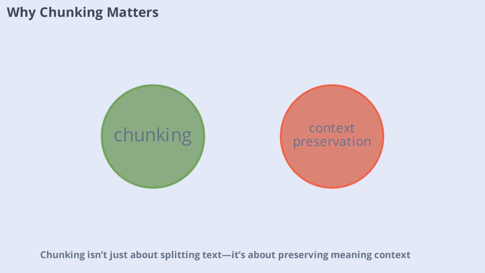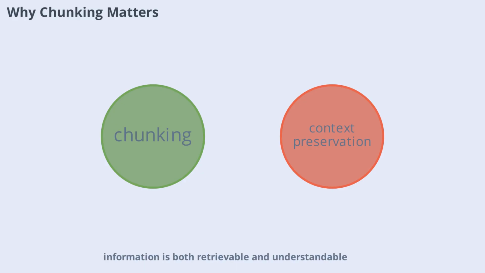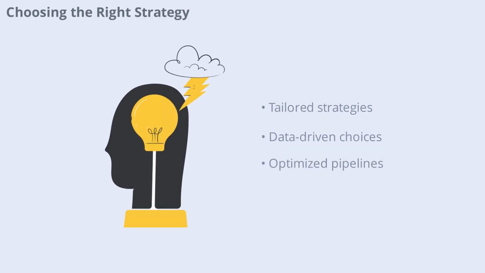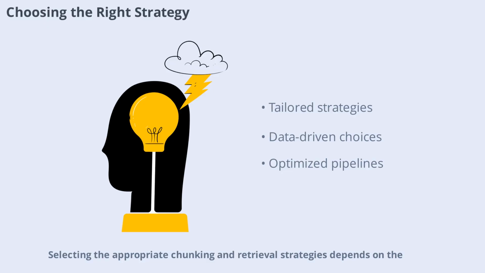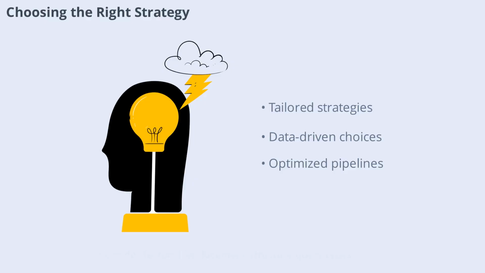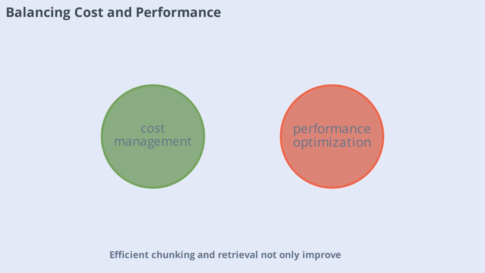Chunking isn't just about splitting text, it's about preserving meaning, context, and usability. The right chunking strategy ensures that information is both retrievable and understandable, supporting accurate and efficient responses in RAG systems. Selecting the appropriate chunking and retrieval strategies depends on the nature of your data and the needs of your application. Consider factors like document structure, query types, and performance requirements to design an effective RAG pipeline. Efficient chunking and retrieval not only improve accuracy but also help manage costs and latency.